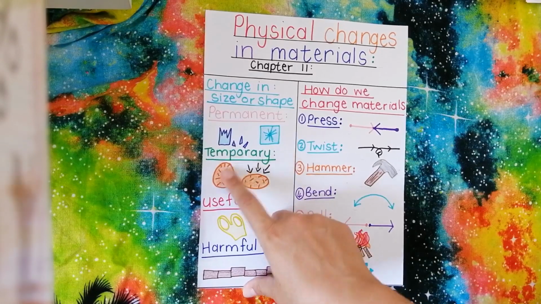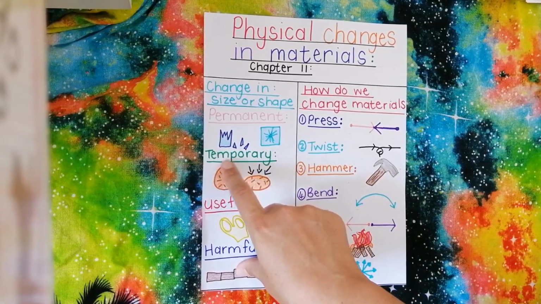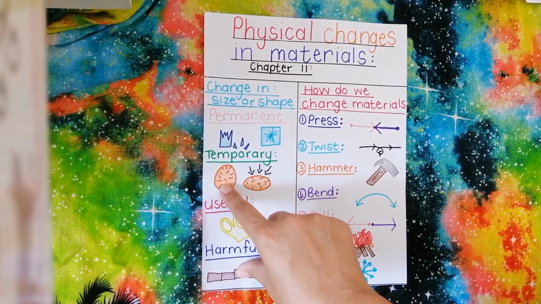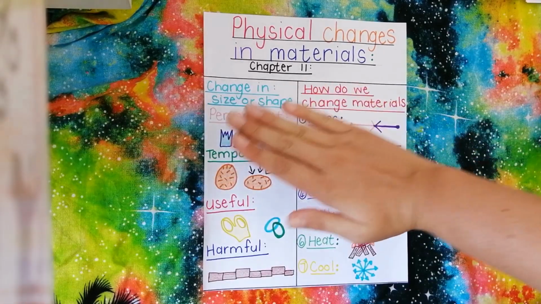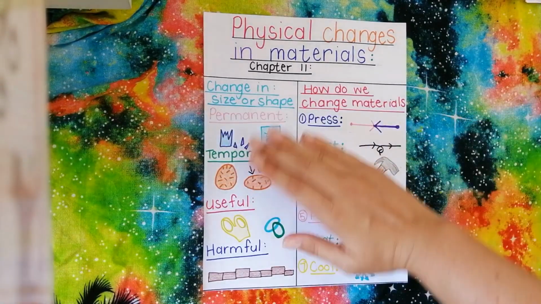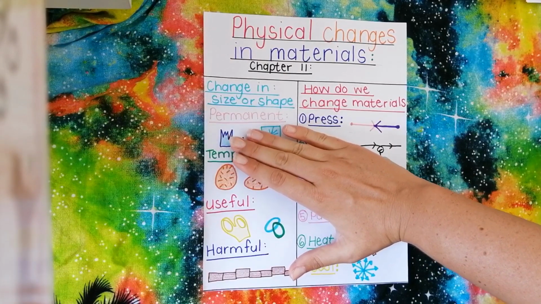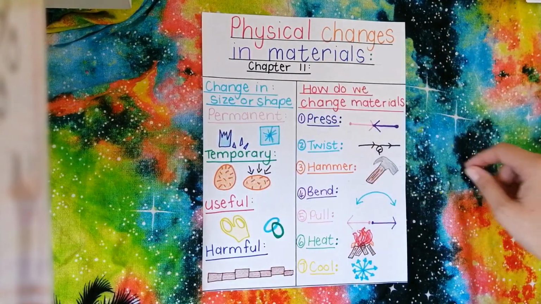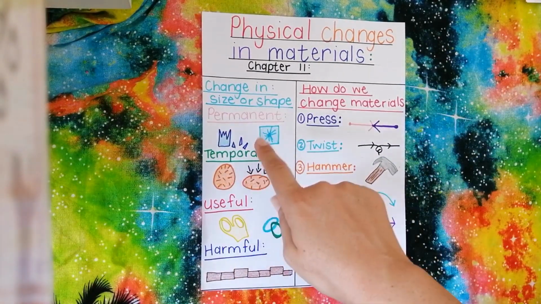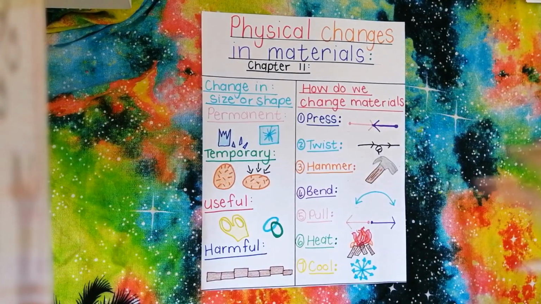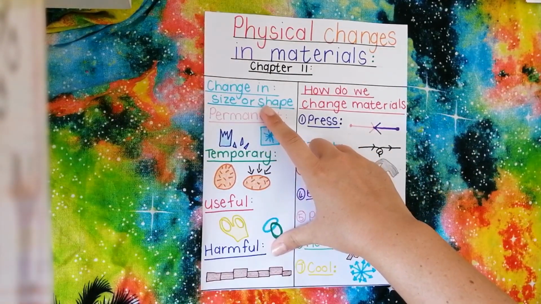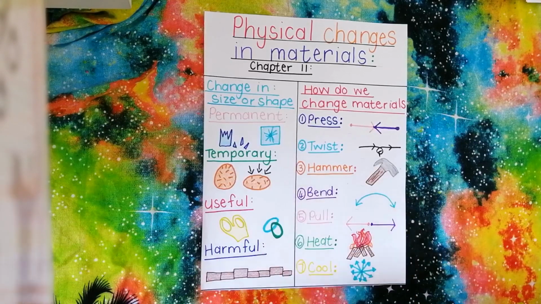Temporary is, this is a ball. This is a ball without any pressure. This is a ball that has been flattened. Okay? When we stop flattening that ball, it will go back to normal. So that change is temporary. So that's a permanent change in material, and a temporary change in material.